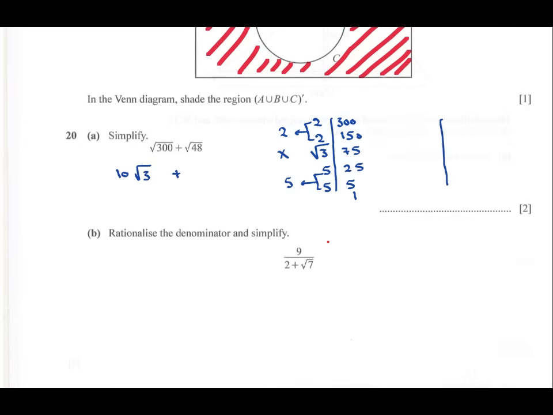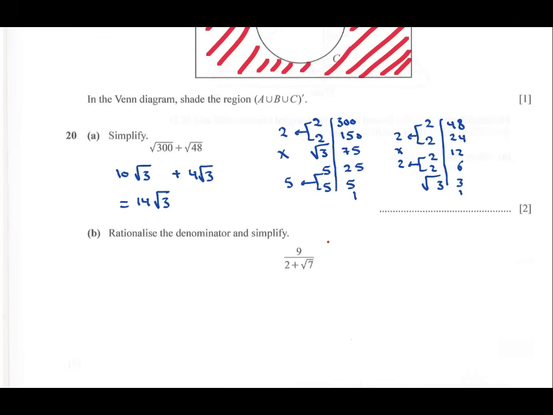We will factorize 48. 48 divided by 2 is 24, divided by 2 is 12, divided by 2 is 6, divided by 2 is 3, divided by 3 is 1. From every couple we will take 1: 2, 2, and root 3. 2 times 2 is equal to 4 root 3. By adding, 10 root 3 plus 4 root 3 is equal to 14 root 3. This is the final answer.